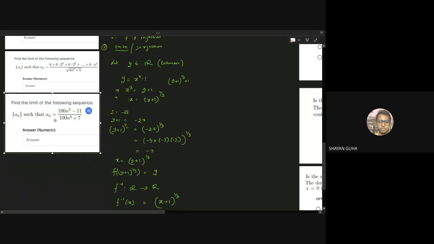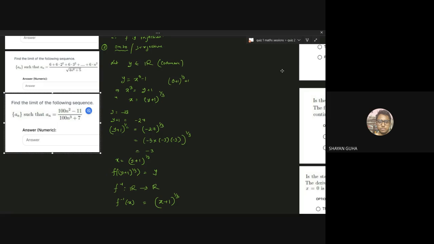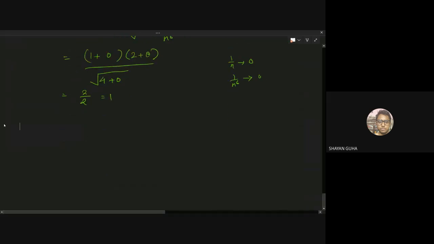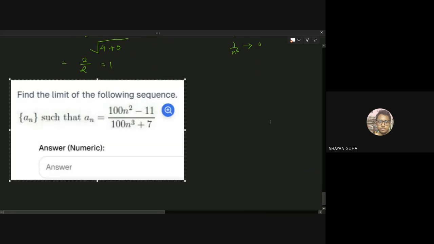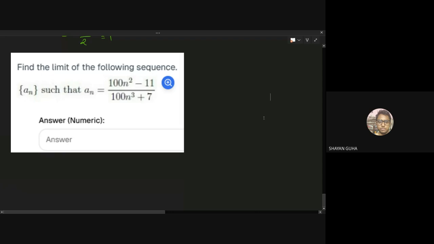Now let's do this one also. Okay. So I have to calculate the limit of this given sequence. And as I told you in the previous one also, if you are asked to calculate the limit of a sequence, they are basically asking you to find this limit, that is, limit n tends to infinity a_n. This limit you are actually asked to calculate.